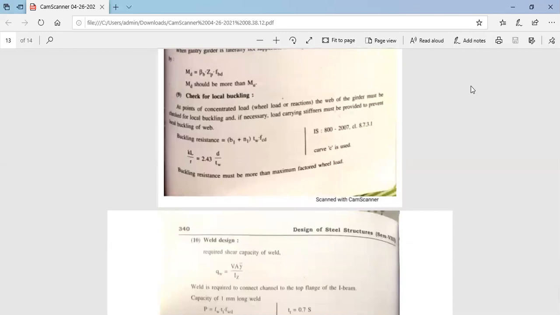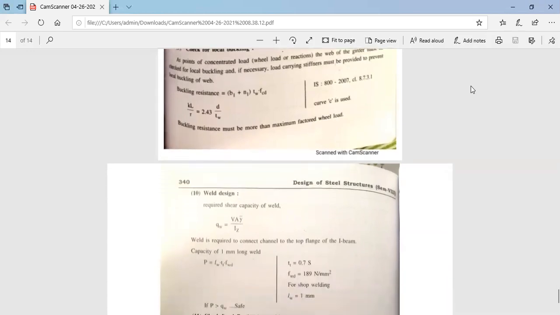The next is a check for local buckling. At the points of concentrated load, the web of the girder must be checked for local buckling, and if necessary, load carrying stiffeners must be provided to prevent local buckling of the web. The buckling resistance equation is equal to (b1 plus n1) into tw into fcd. Here KL by r is equal to 2.43 d by tw. As per IS 800:2007 clause number 8.7.3.1, curve C is used. The buckling resistance must be more than the maximum factored load.